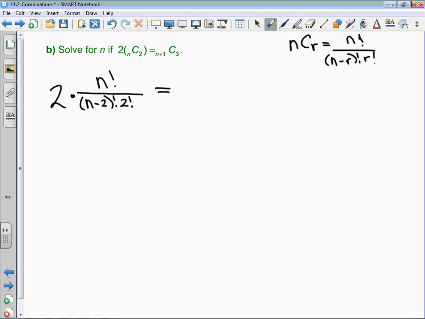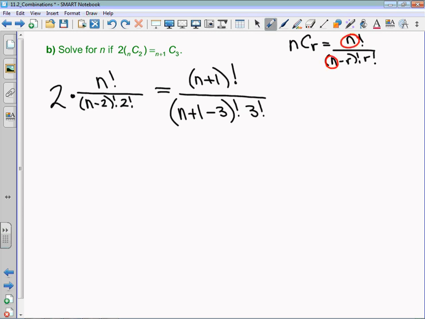So n plus 1 choose 3 is going to be n plus 1 factorial. Let me write that factorial a little bit better: n plus 1 factorial divided by, in a bracket, n plus 1 minus 3 factorial times 3 factorial. Basically all we're doing here is anywhere we see n, right here and right here, I am replacing it with the n plus 1 expression from the question.